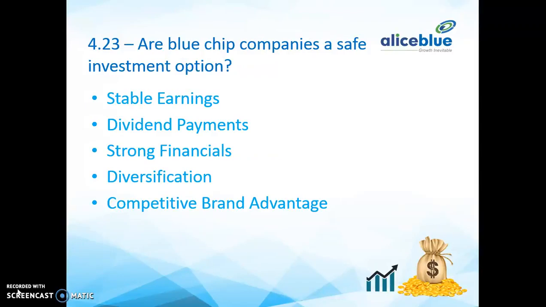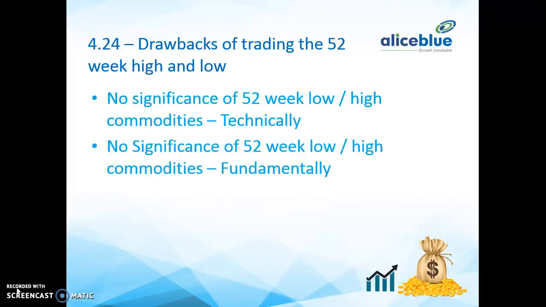Are blue chip companies a safe investment option? They are safe because of the following reasons: for stable earnings, dividend payments, strong financials, diversification, and competitive brand advantage. The drawbacks of trading the 52-week high and low. There is no significance of 52-week low or high in commodities technically, and there is no significance of 52-week low or high in commodities fundamentally.